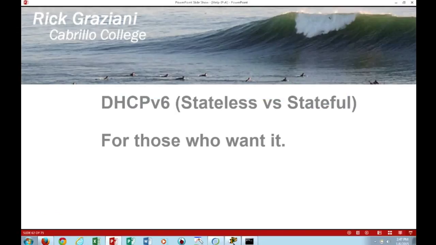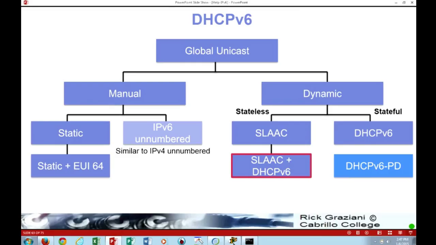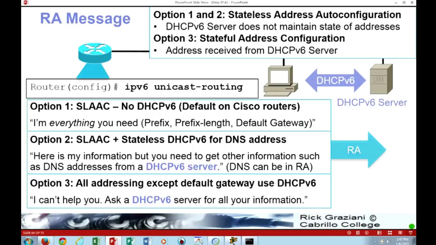Okay. Now that is SLAAC. Now I'm just going to add something onto this. What if the router advertisement did not tell you the domain name and the list of DNS servers? So there's another option. And by the way, the first option, which is SLAAC and SLAAC only, that's the default on Cisco IOS. There's flags that you can configure. They're very easy. I can point you to my presentations that have all the configurations and explanations for this.